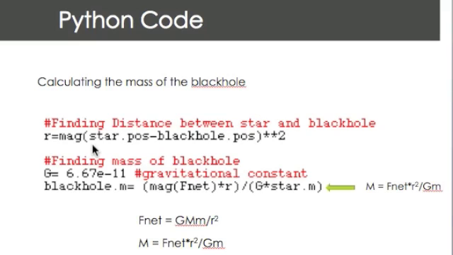Now to find the mass of the black hole, we know that F net is equal to the gravitational constant times the mass of the black hole times the mass of the star over r squared. So we can set our gravitational constant here and then rearrange the equation so that the mass of the black hole is equal to F net times r squared over the gravitational constant times the mass of the star. And then written out in code form, it looks like this.